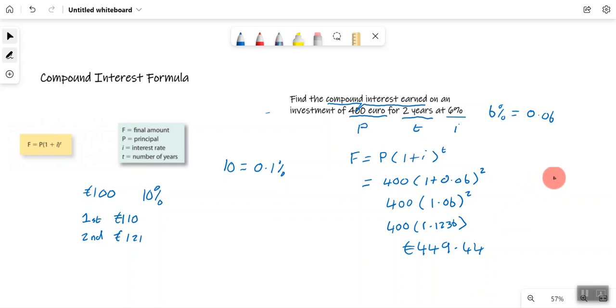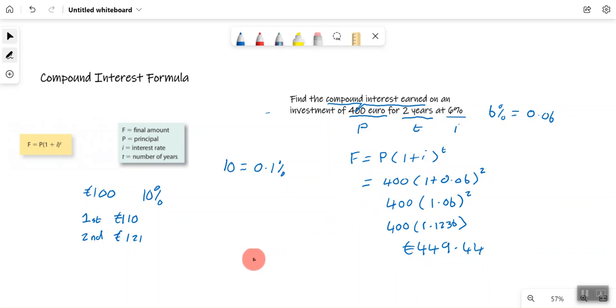What we can see from this is that if we take our 400 euro and we invest it at a compound interest rate of 6% for 2 years, after those 2 years, that 400 euro will have grown to 449.44. The question asked us to find the compound interest earned. This is the total amount, or F, but what we're interested in is the amount of compound interest that's actually earned. That's going to be this amount minus the amount that you put in.